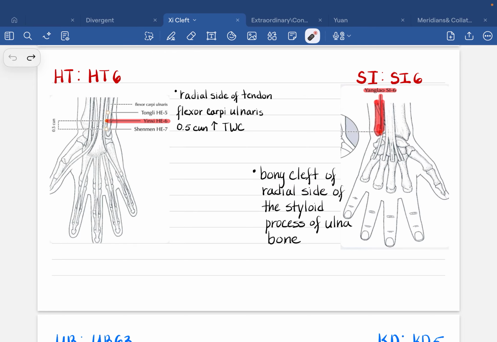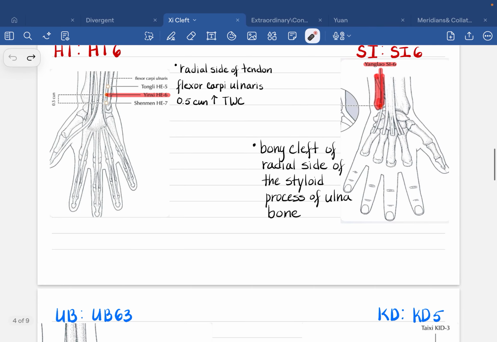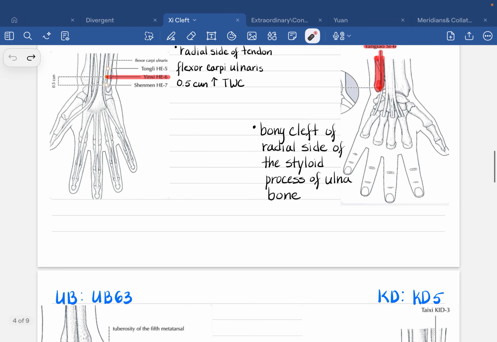That's how you remember it. You should be able to figure this out. This is the little bone that sticks out from your wrist, on the ulnar side, so that would be SI6.